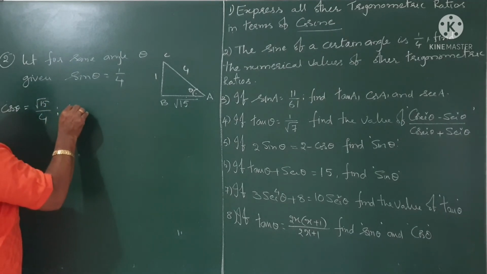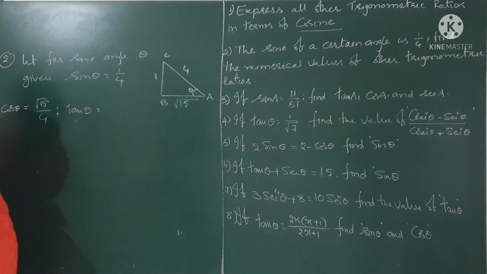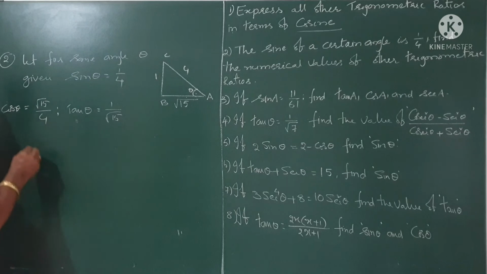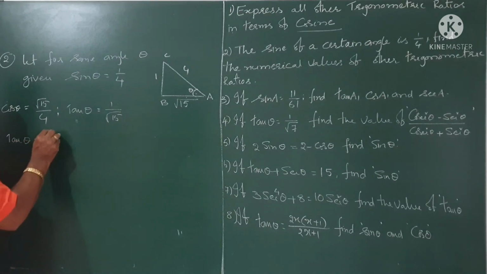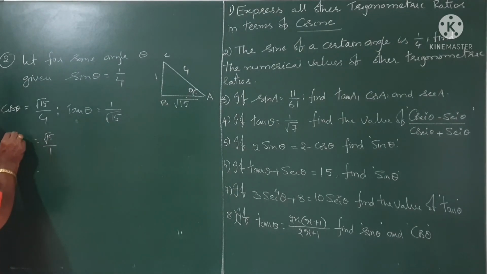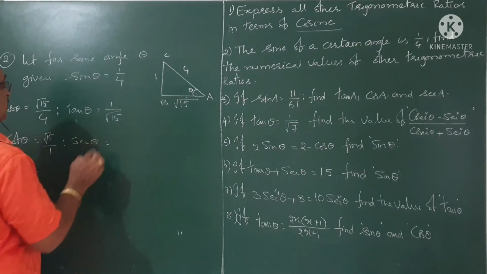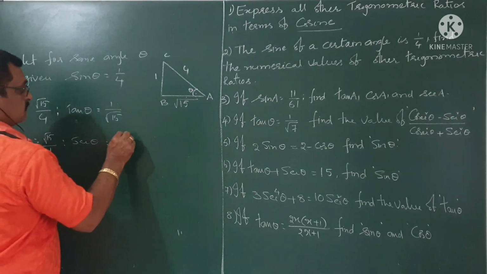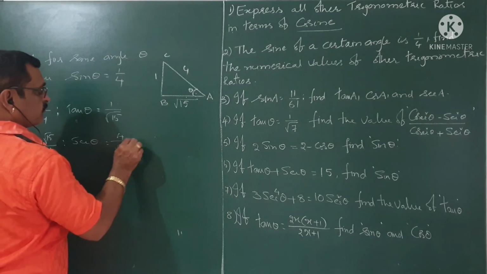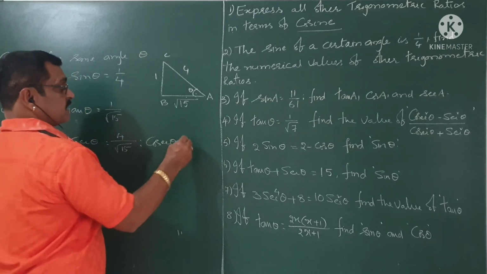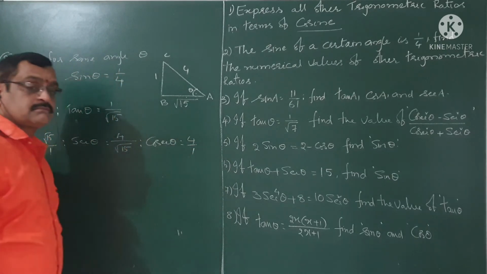Tan theta is opposite side by adjacent side, 1 by root 15. Next, cot theta is the reciprocal of tan theta. Next one, secant theta, reciprocal of cos theta. Next, cosecant theta, a reciprocal of sin theta, 4 by 1.